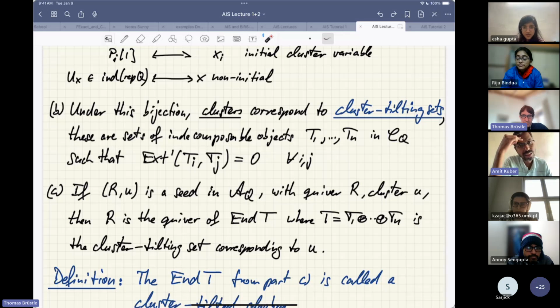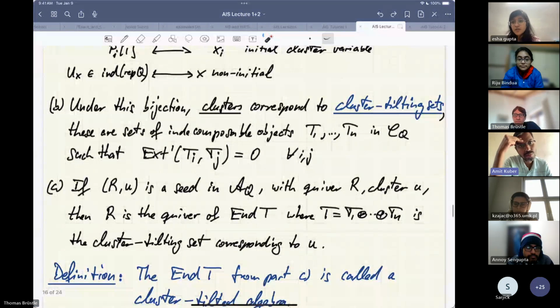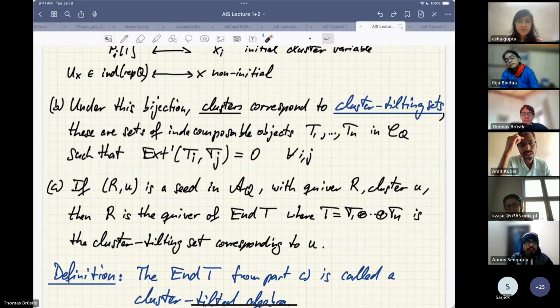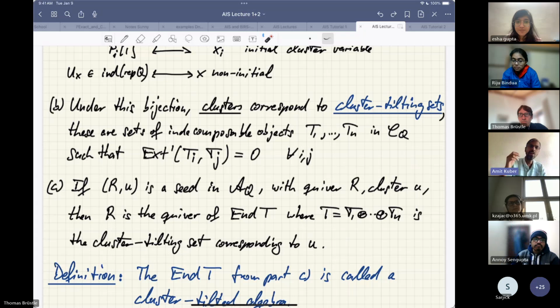And if you have a finite representation type algebra, then what kind of shapes can one expect? Let's say take an A_n quiver and put just one relation. So what kind of shapes do you expect for this new quiver?